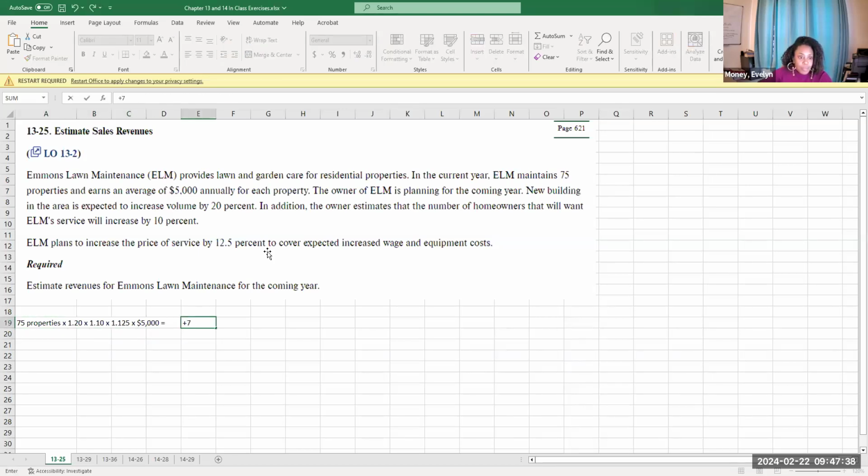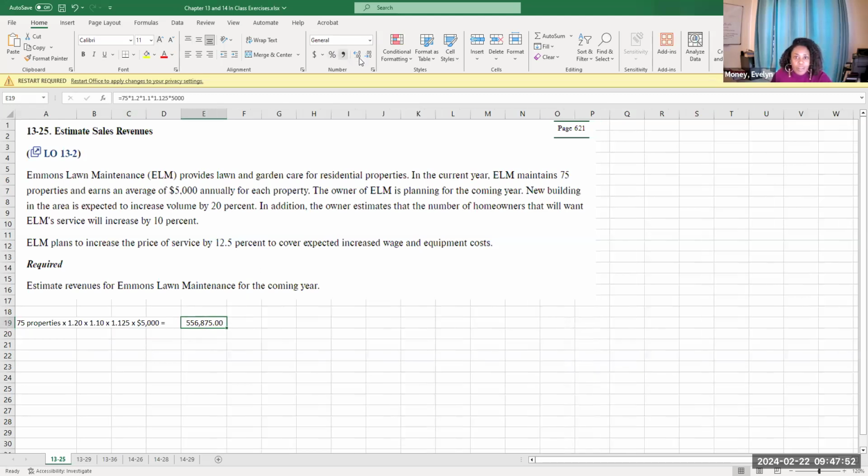Equals here, and then I can actually put in the formula, 75 times 1.2 times 1.1 times 1.125 times 5,000. Let me make this look like a nicer number. And 556,000 and some change is what I expect to see in my revenue. So we're just taking everything into consideration because we're expecting an increase.